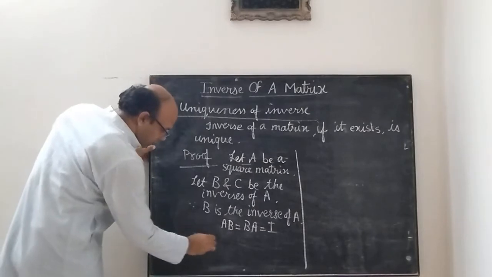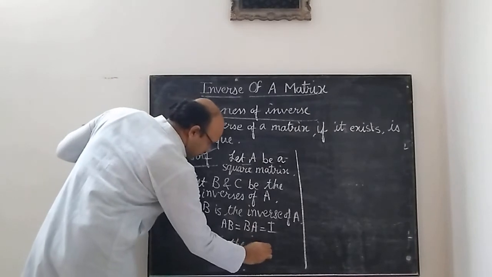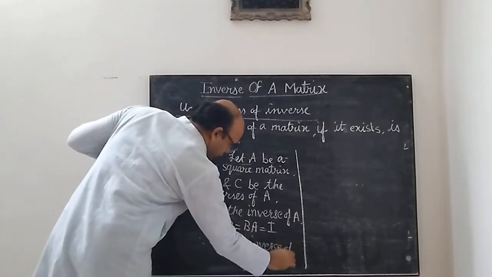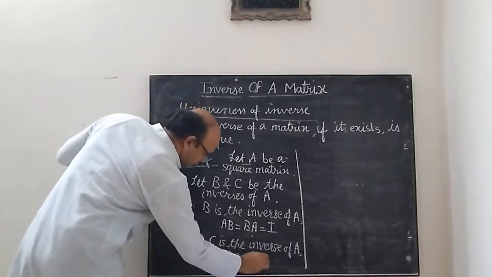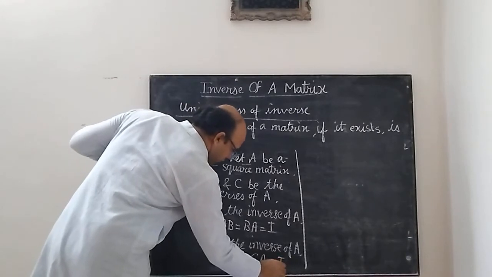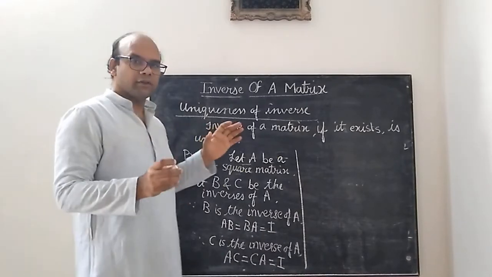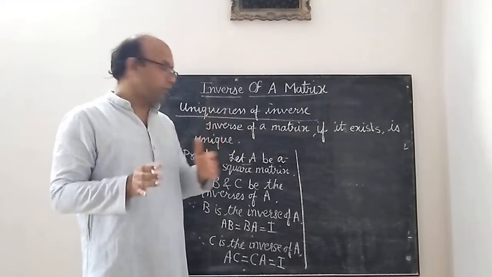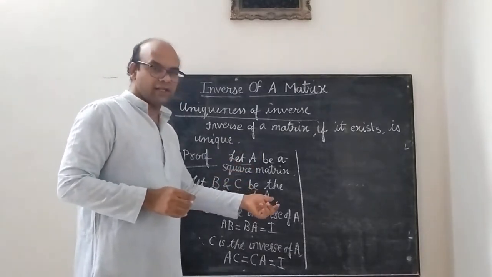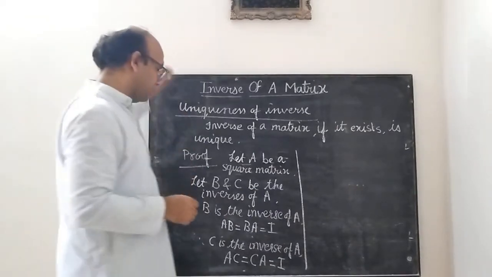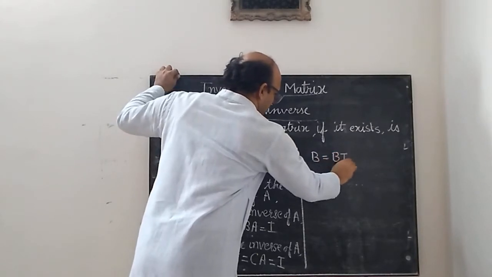Now similarly, since C is the inverse of A, we have A into C is equal to C into A is equal to the identity matrix. Okay, now our job is restricted to just proving that B is actually equal to C. Then we can say that the matrix A has got a unique inverse. So we start with B. Now B can be written as B into I.